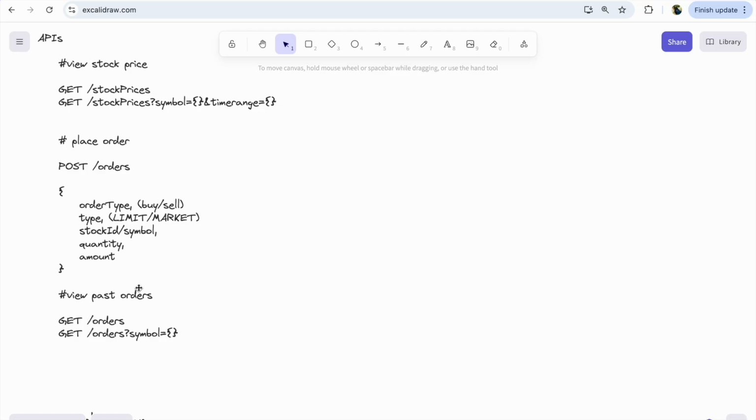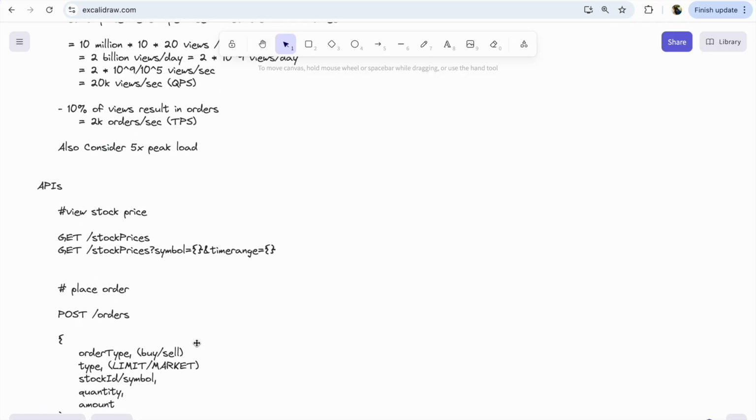Next, view past orders. The customer will be able to view the orders they have placed. So there can be GET /orders for all the orders the customer has placed, and also GET /orders for a particular symbol.